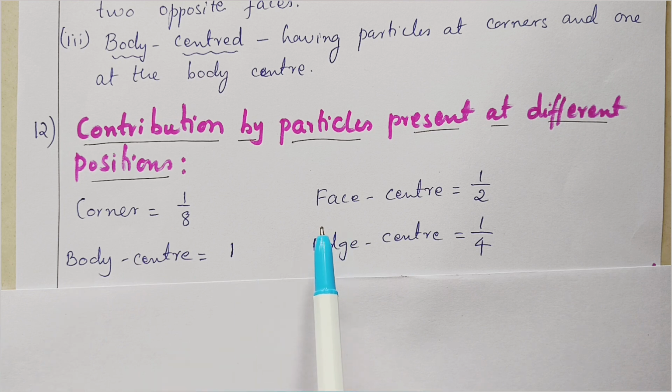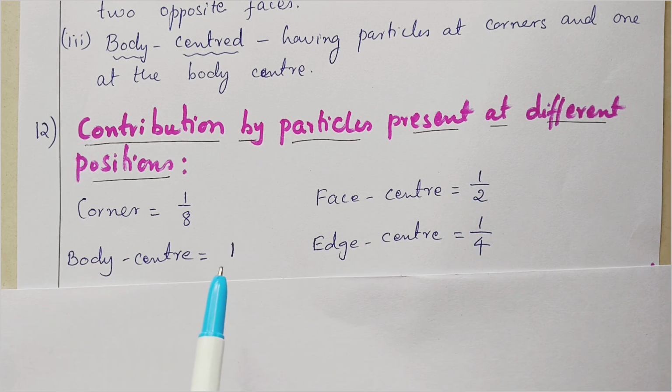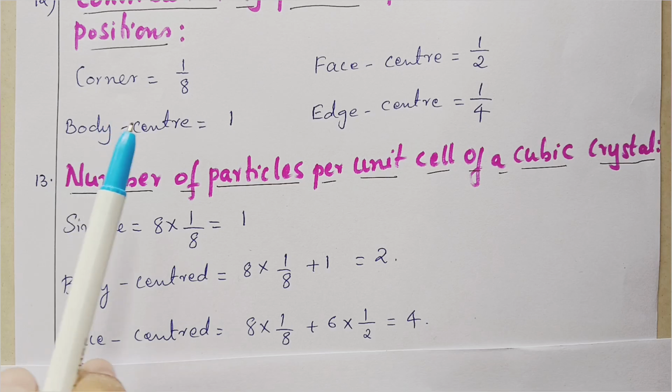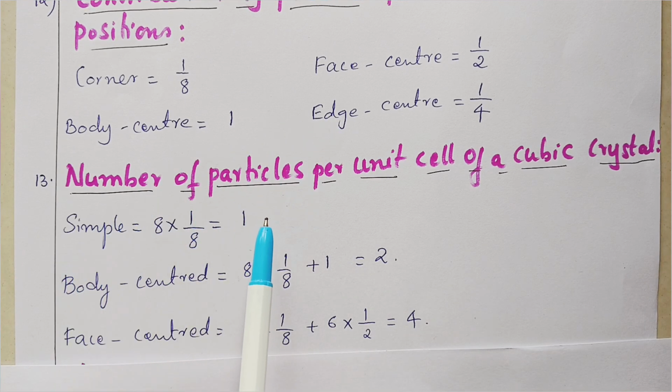And when the particles are present at the face centers, they are shared between two faces. So the contribution of particle to one unit cell would be 1 by 2. Similarly, when the particle is present at the body center of a unit cell, it completely belongs to one unit cell. It is not shared by other unit cells. That's why its contribution is 1. Then when the particles are present at the edge center of a unit cell, its contribution would be 1 by 4. Based on this, we will calculate the number of particles per unit cell of a cubic crystal.